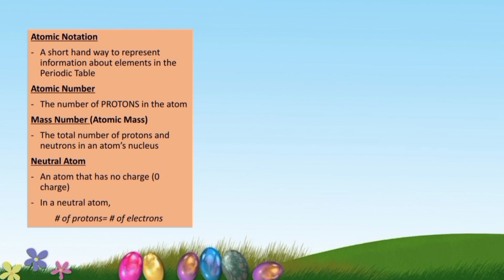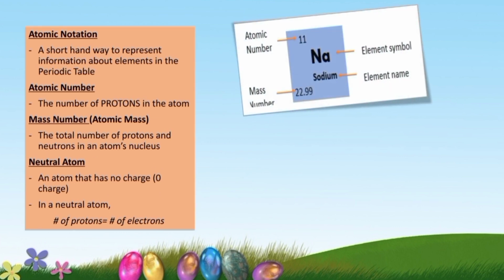Alright, so let's have this one, atomic notation. Kindly refer to this diagram on the right. An atomic notation is simply a shorthand way that is used to represent information about elements in the periodic table. So in this atomic notation, you will first see the atomic number or the element number. The atomic number is actually just the number of protons in the atom. So if the atomic number of our example, sodium, is 11, it means it also has 11 protons.